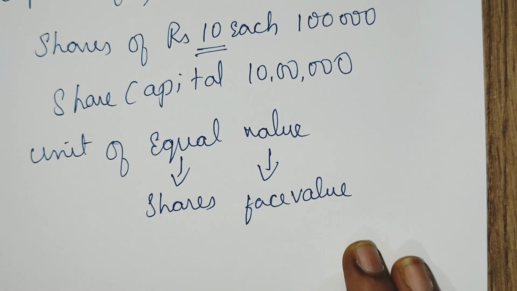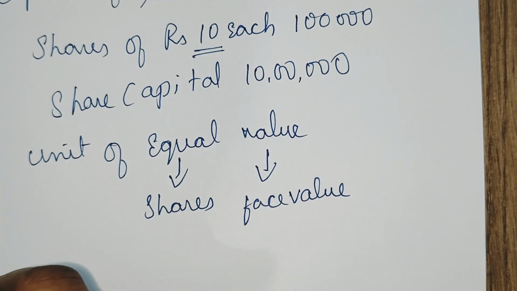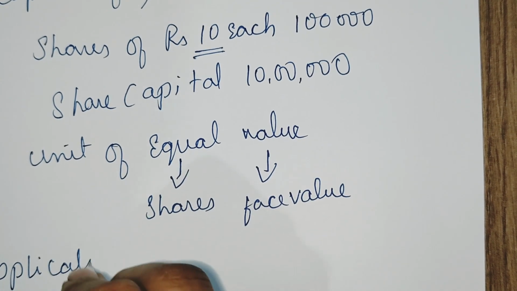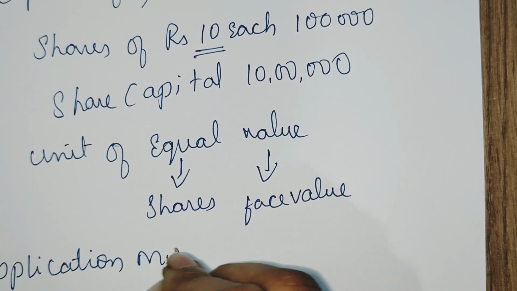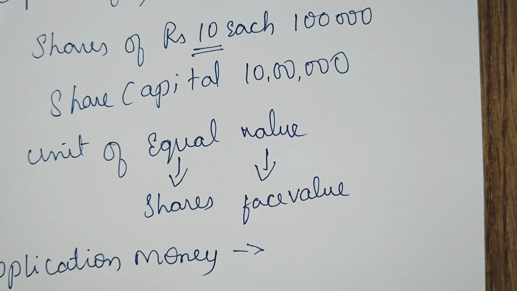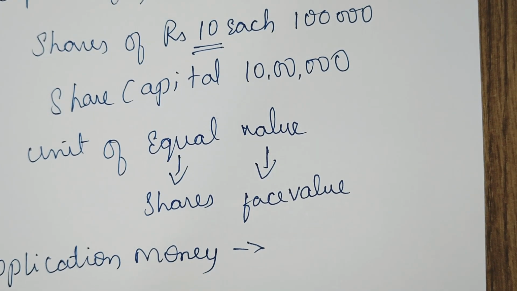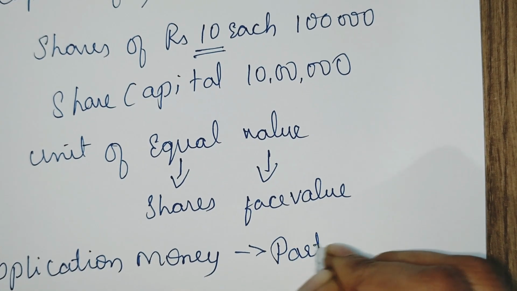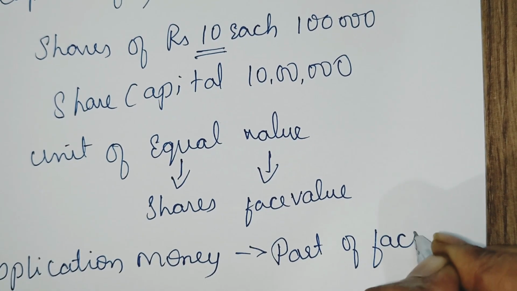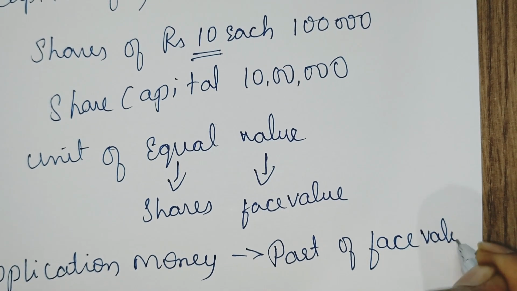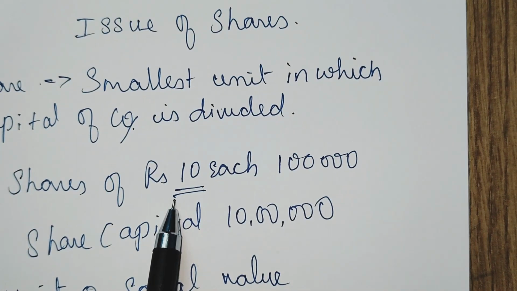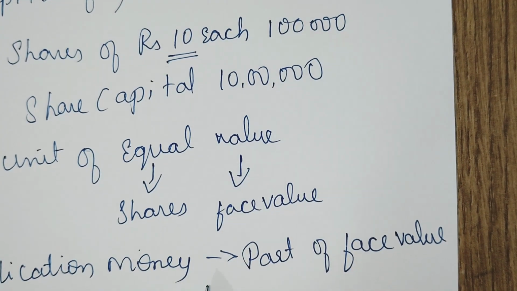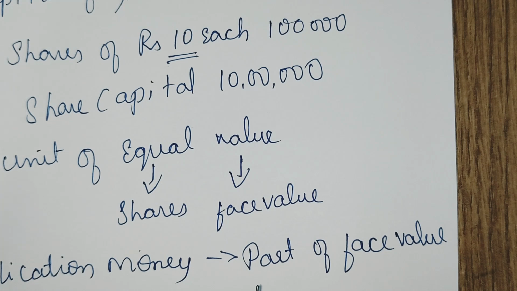And when the investor's application is attached, they will pay the application money. They'll get 3 days' time to pay the application money. What is application money? Application money is a part of the face value. This is our face value. In this, only the application money is included. It is for the potential investors.